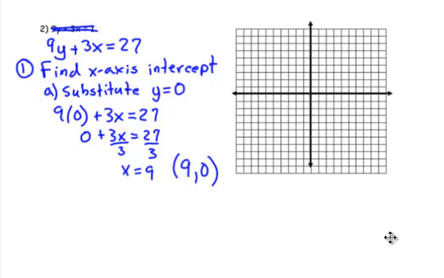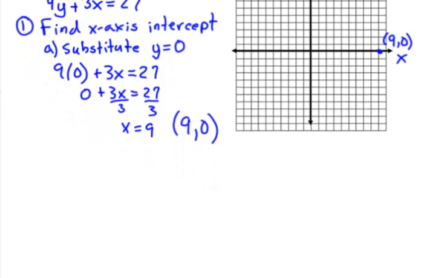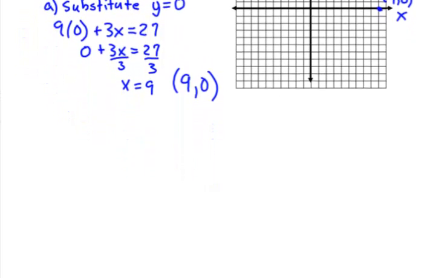Let's go ahead and plot that on our graph. 1, 2, 3, 4, 5, 6, 7, 8, 9. Okay, there's the point (9, 0). This is our x-axis, and this is our y-axis. Now, we need more than one point to graph a line. We need a second point. So we need to find the y-axis intercept.